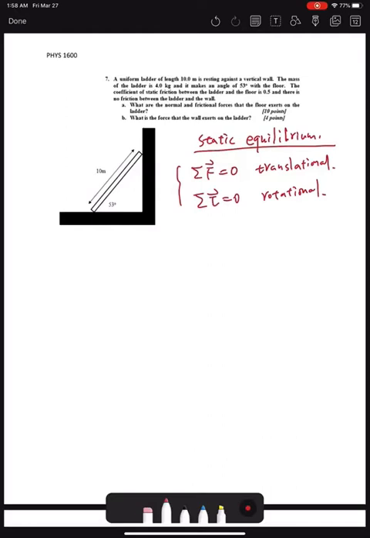So based on this, let's look at this example. We have a ladder of length 10 meters resting against a vertical wall. The mass of the ladder is 4 kilograms, and it makes an angle of 53 degrees with the floor. There is no friction between the ladder and the wall. But apparently, there must be a static friction between the ladder and the floor. Let's label it as Fs. Because if there's no Fs, obviously the ladder would like to slide like this.